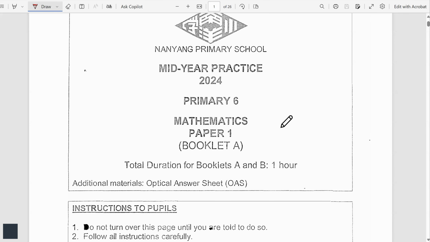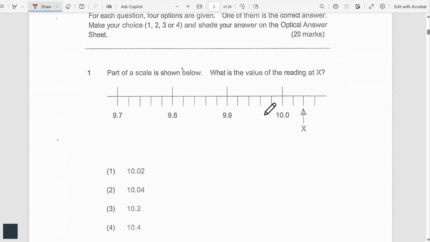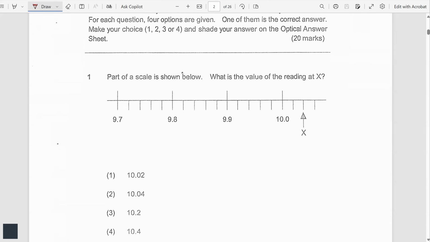Nanyang Primary Mid-Year Practice 2024, Paper 1. Let's look at question 1. Part of a scale is shown below. What is the value of the reading at X?